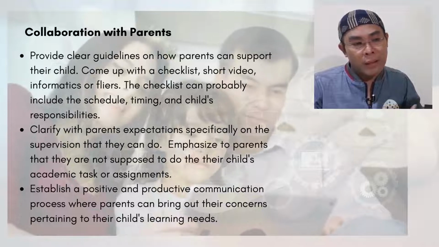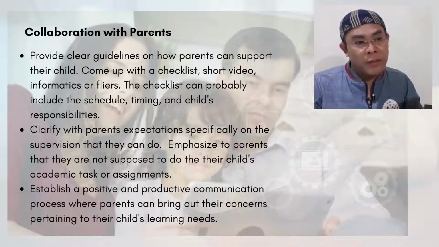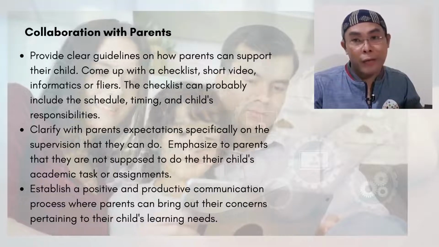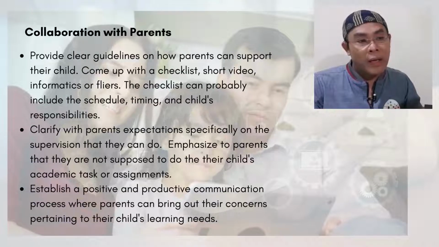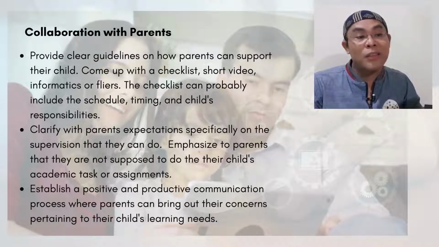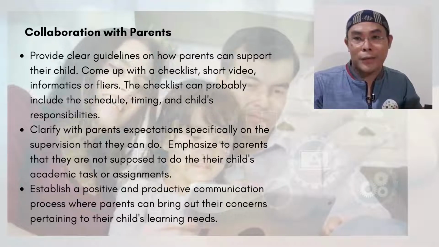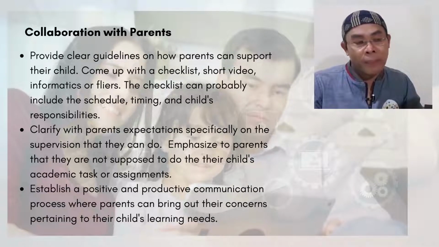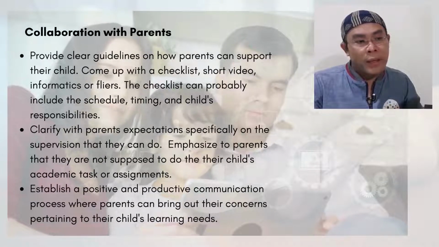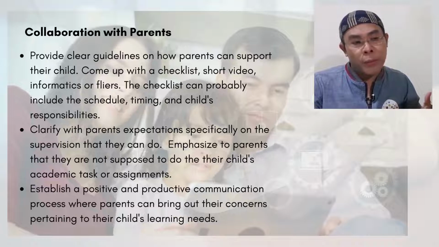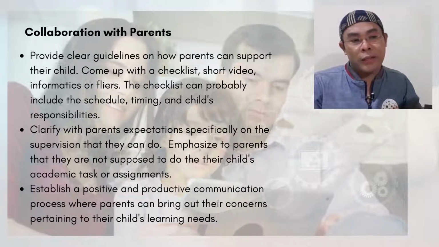The second one is we have to clarify with parents the expectations, specifically on the supervision that they can do. Take note of what they can do, and emphasize to parents that they are not supposed to do their child's academic tasks or assignments. And the third one is to establish a positive and productive communication process where parents can bring out their concerns pertaining to their child's learning needs.